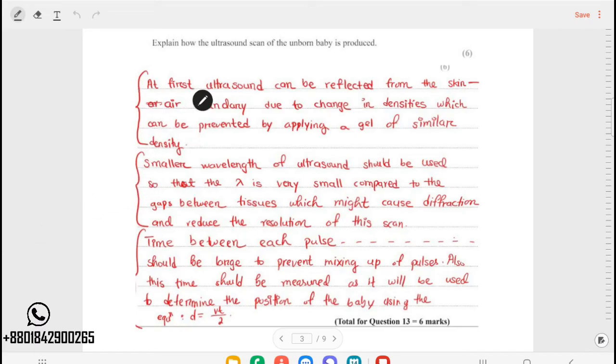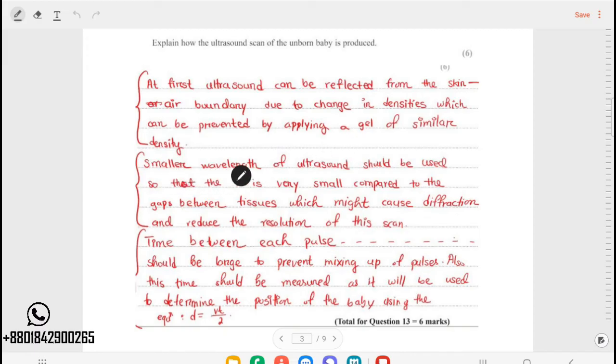At first, ultrasound can be reflected from the skin-air boundary, and due to change in densities, which can be prevented by applying a gel of similar density, right? That gel is entirely applied on top of the skin in order to reduce the difference in densities, to reduce the effects of reflection from the skin boundary.